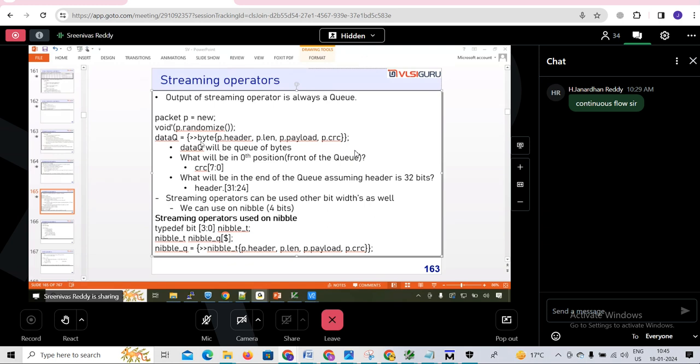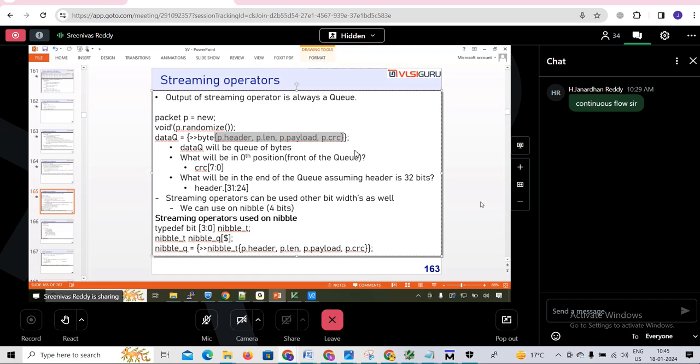Because you are streaming at what level? Byte level. So the data queue will be a queue of bytes. If I had taken bits, a queue of bits, how much information will be streamed bit by bit? Can you tell me what this operation is? Concatenation. What are you doing? You're concatenating people. There are different types of people here. All of them you're putting into one queue.